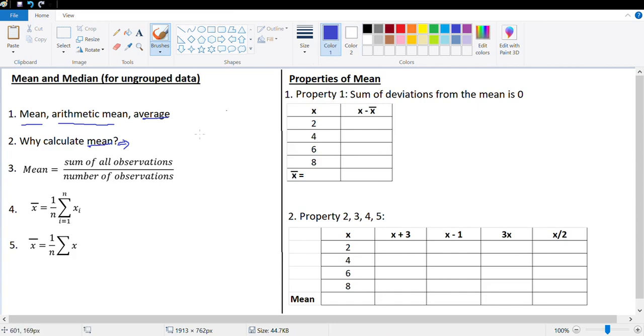Next, how do you calculate mean? You take the sum of all observations and you divide it by the number of observations. So in the formula form, mean is written as x with a bar on top. So x bar is equal to 1 upon n, which is dividing by the number of observations, summation xi, i going from 1 to n, right?